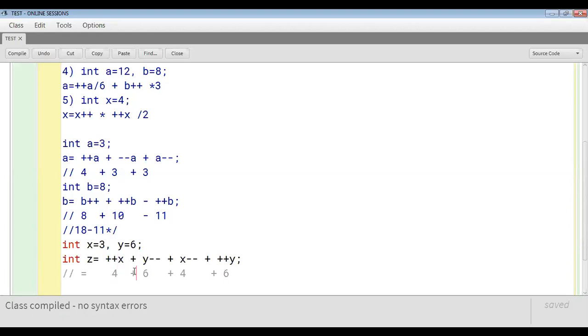Then plus. So the plus sign as it is. Then y minus minus. Pre or post? Post. So it will change after the action. So what's the initial value of y? So y is 6, but it will become 5. So right now I will take 6 and then it will become 5. So remember now the value of y is no more 6 but 5. Okay, then plus and then x minus minus.